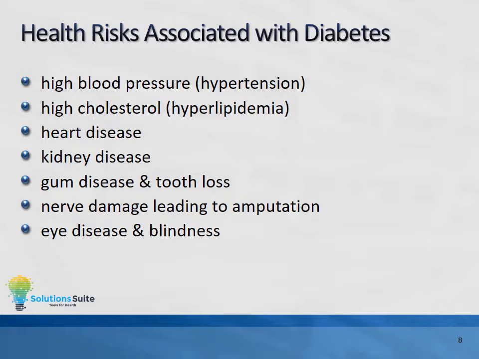Diabetes is also important because there are a number of health risks associated with it. These include high blood pressure or hypertension, high cholesterol or hyperlipidemia, heart disease and kidney disease. Other risks are gum disease and tooth loss, nerve damage leading to amputation of toes, feet, and legs, and eye diseases that may cause blindness.